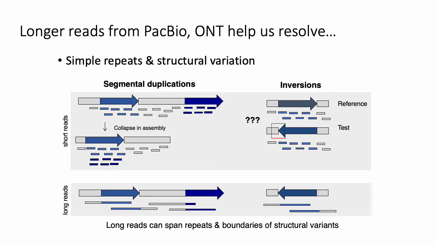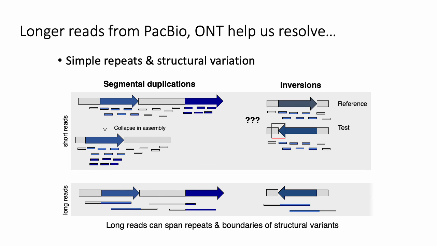And so when you do short read sequencing of duplicated regions, oftentimes you'll end up with what's called a collapse in assembly. Instead of seeing 2 different copies of a given region, you'll see just 1 copy in your final assembly, because you didn't have enough reads that span both the duplicated region as well as its unique flanking sequence. Obviously with long reads, your chances of getting reads that span both the duplicated region and the unique flanking sequence are much higher.